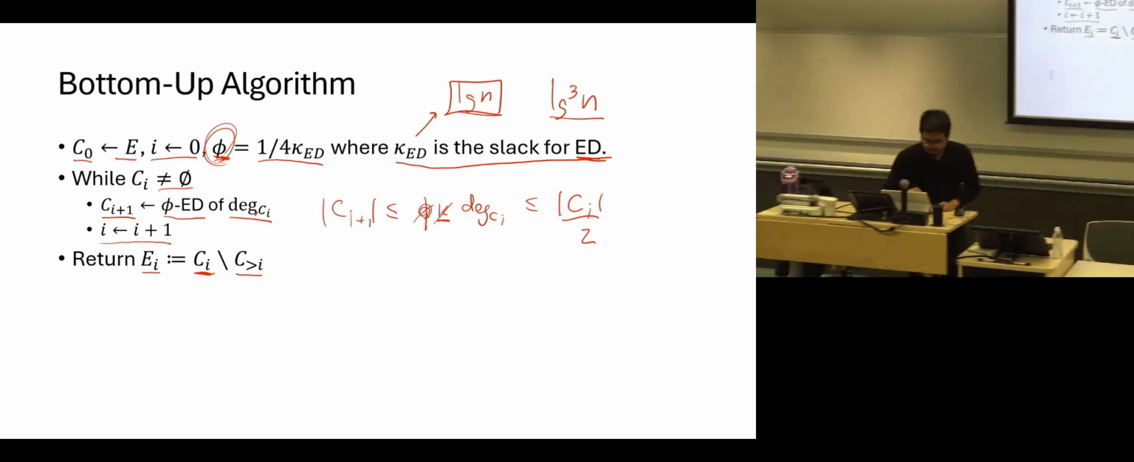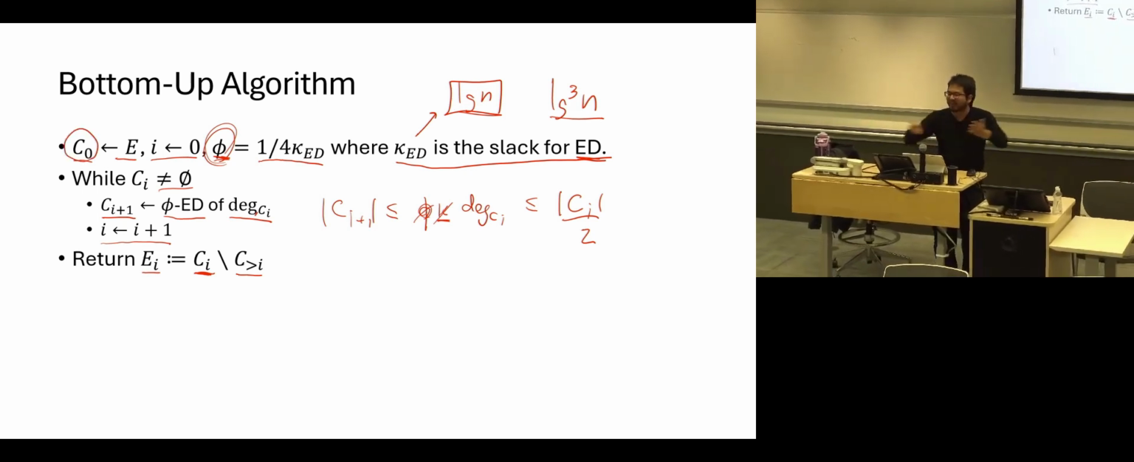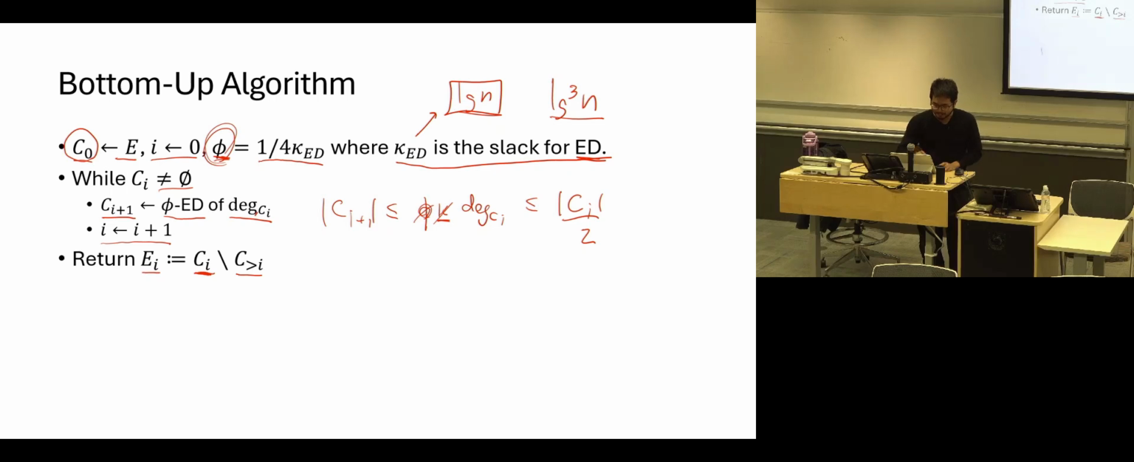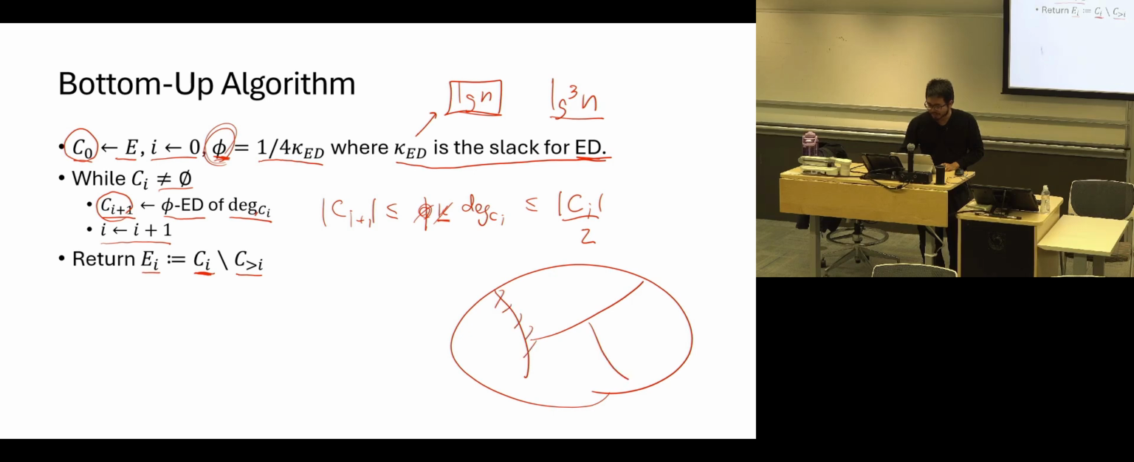Think like you start with edges, all of them at level 0. Some of them will be promoted to the next level. This is like a C1. Then if C1 is expanding already, then C2 would be empty, right? Because you compute expanded decomposition of C1. If C1 is expanding, C2 will be empty and you're done.